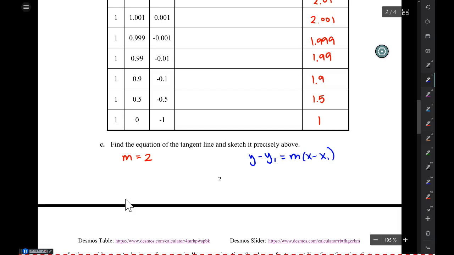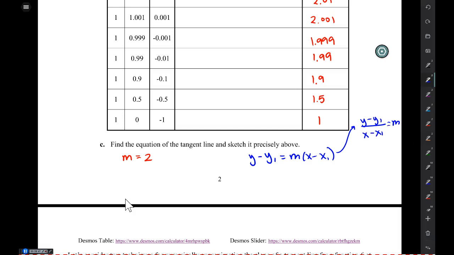You're just going to want to remember this, but it's pretty intuitive because if you were to divide both sides by x minus x1, what you would end up getting is y minus y1 over x minus x1 equals m. Does that look familiar? That's slope. It just comes right from that. So then this is more of a plug and chug idea. You don't have to do any solving.